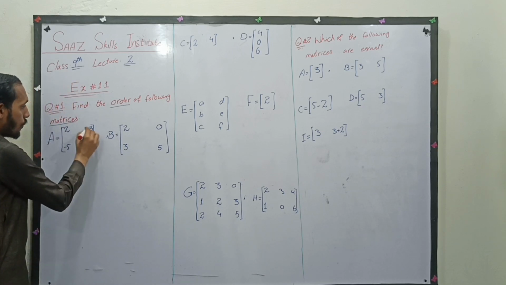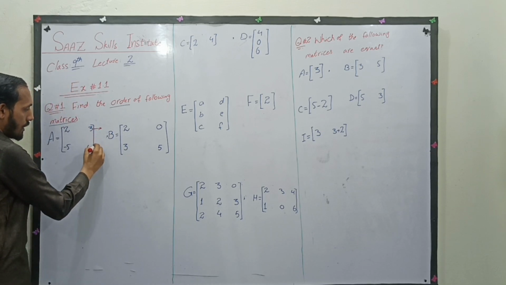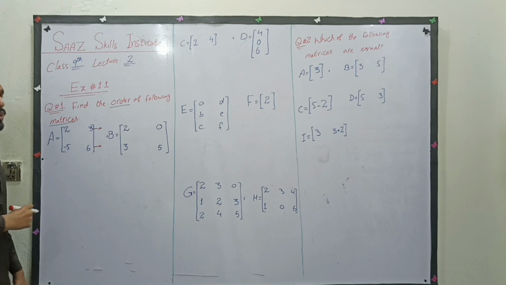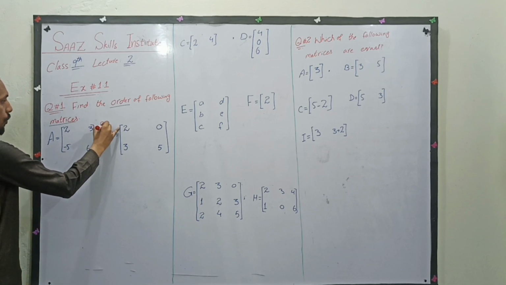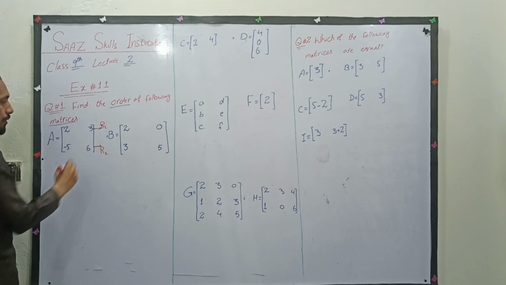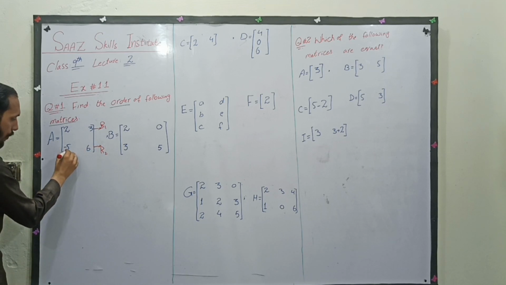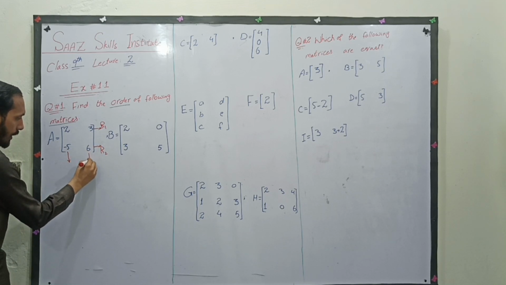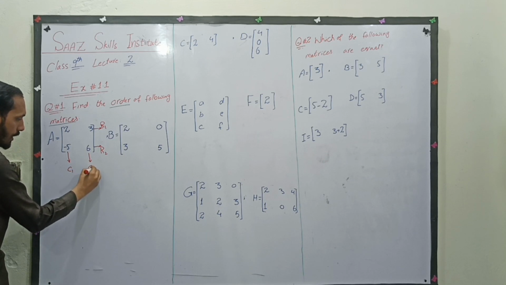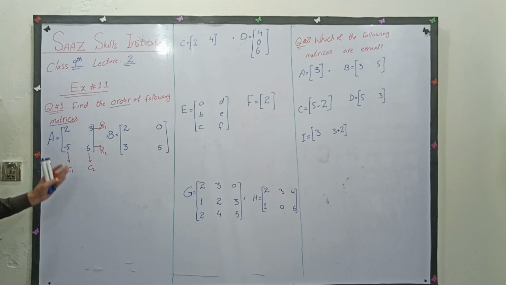To find the order, we identify the number of rows in this matrix. It has two horizontal rows, like row 1 and row 2. Similarly, now we have to find the vertical columns. It has two vertical columns, C1 and C2. According to this given matrix A, there are two horizontal rows and two vertical columns.